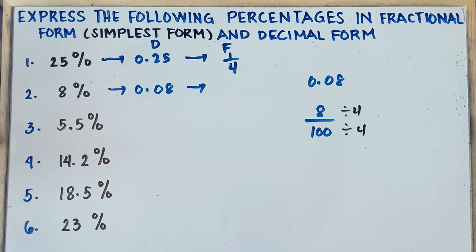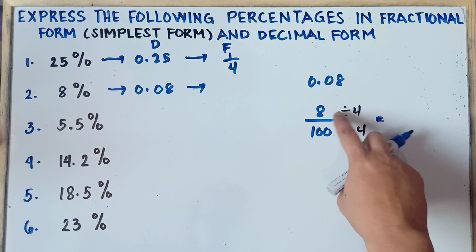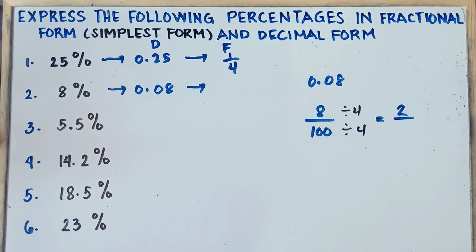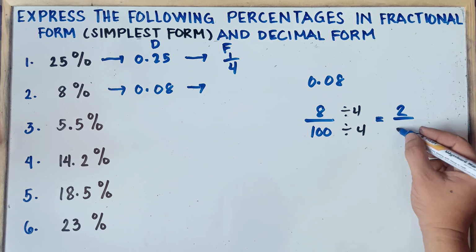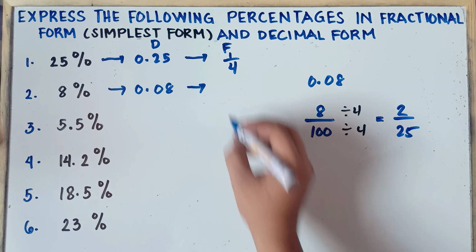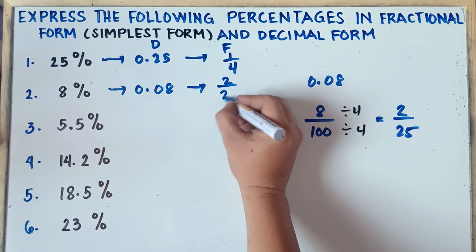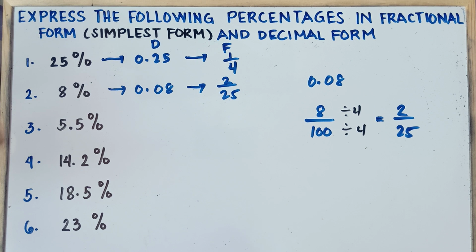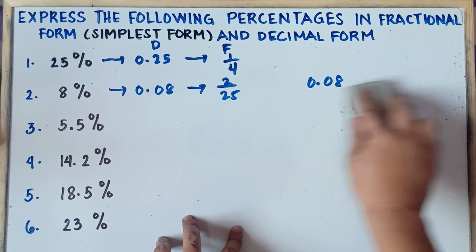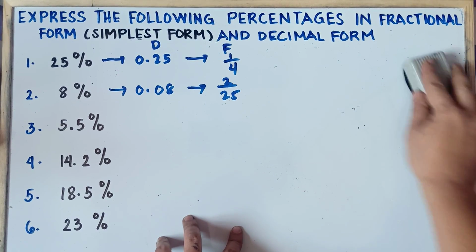Divide by 4. Once again, class, always reduce if you can reduce. So 8 divided by 4, that's 2. 100 divided by 4, that is 25. That's it, class. 2 over 25. Once again, class, you always check if you can reduce. It's mandatory, class, for the fractions that you always reduce it to the lowest term.